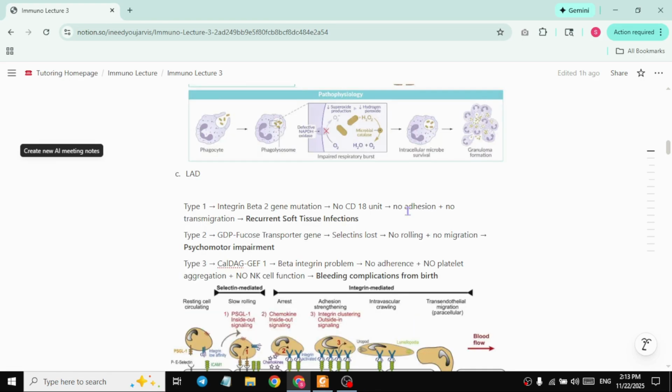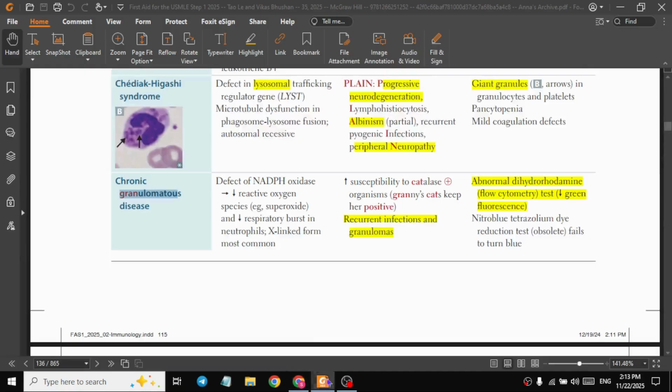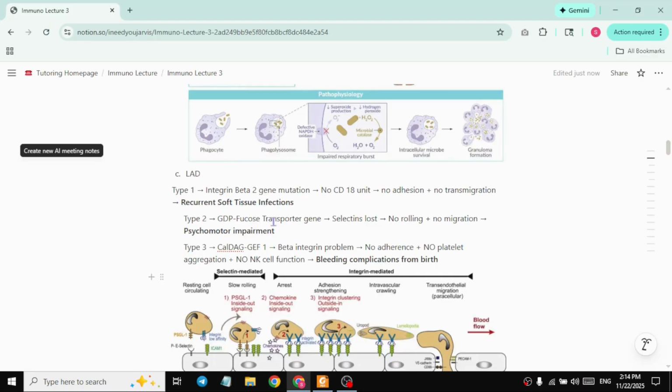Okay. Now, next comes leukocyte adhesion deficiency. Important, right? Now, LAD, if you look at it in First Aid, they just talk about type 1. Okay. They don't talk about the two other types. But for us, as good students, we're going to have to remember the difference between 2 and 3. Okay. So what we're going to do is we're going to look at how each of them work, right?